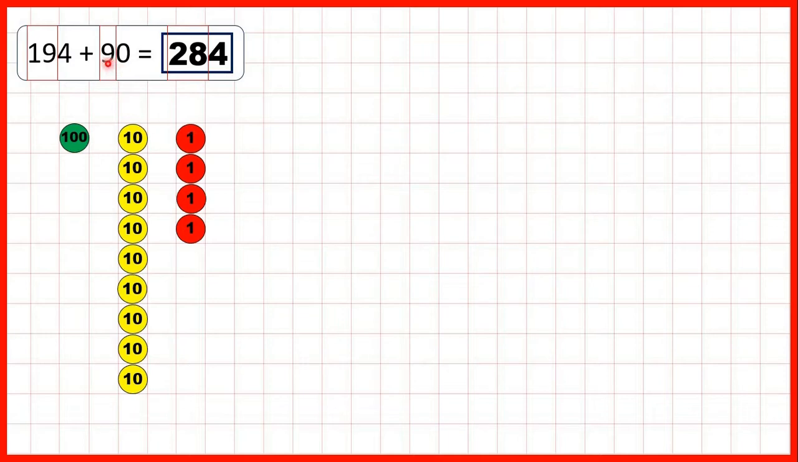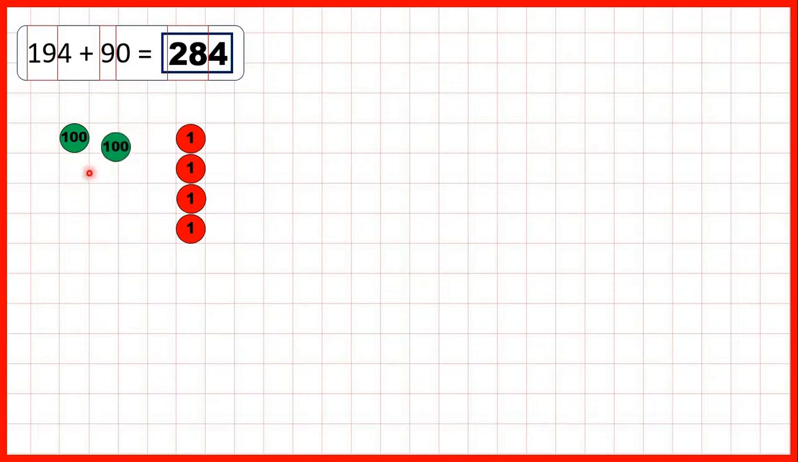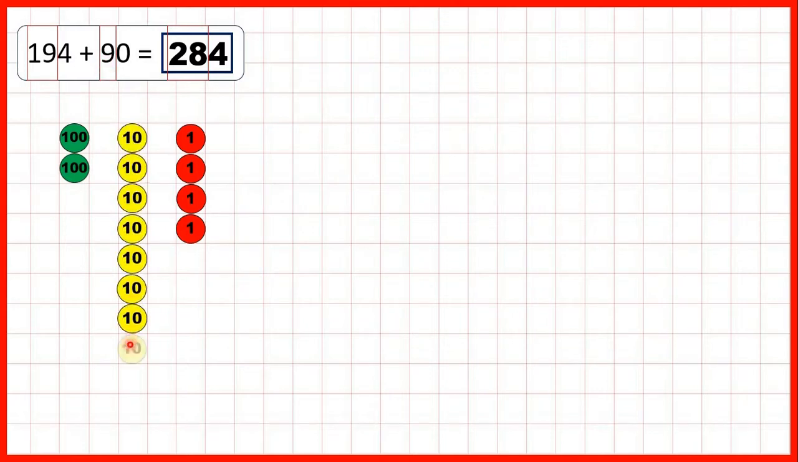And finally, we started with 194 and we were adding 9 tens. So we can add 1 ten, exchange. Then, because we've added 1 ten but need to add 9, we need to add 8 more tens, and that gives us 284 as our answer.